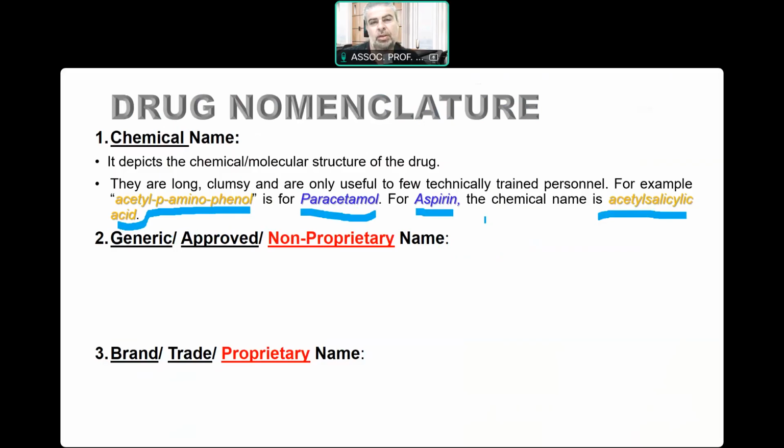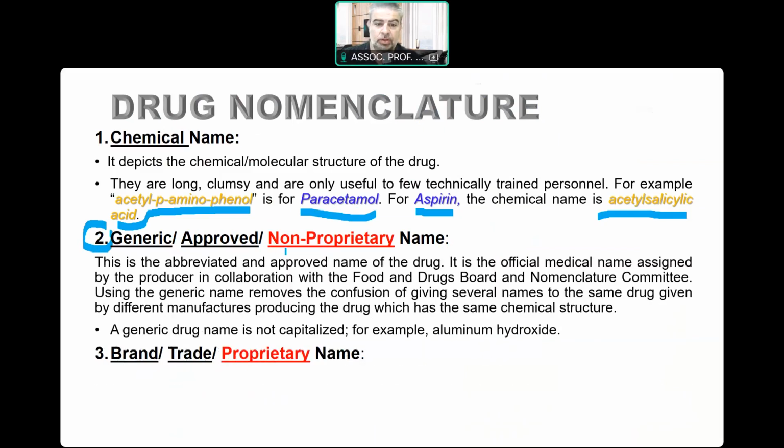So what do we do? What name do we choose for describing, calling or naming the drug in pharmacology and medical practice in general? We are going to use the generic name. The generic name is the approved name by the FDA, and it is a non-proprietary name that is accepted universally worldwide for each drug specifically. So this is approved worldwide by the FDA, the Food and Drug Administration.